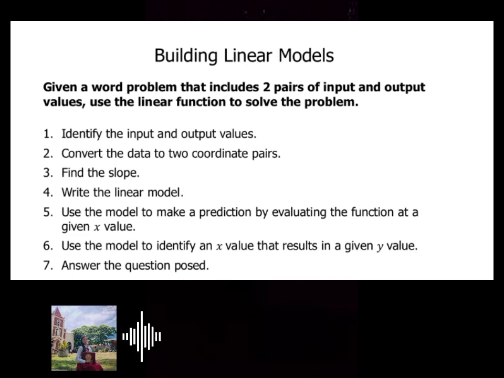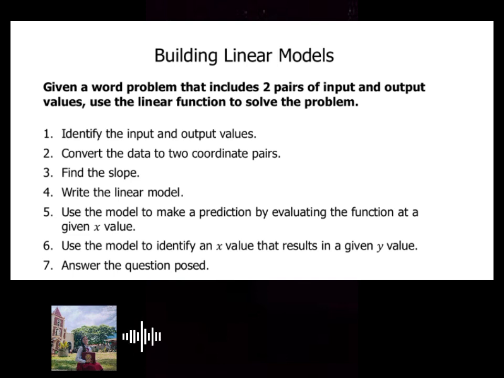Second, convert the data to two coordinate pairs. The data is converted to two coordinate pairs (x, y), where x is the input and y is the output. Third, find the slope. The slope is calculated by the formula y2 minus y1 over x2 minus x1. This gives the rate of change of the output with respect to the input.